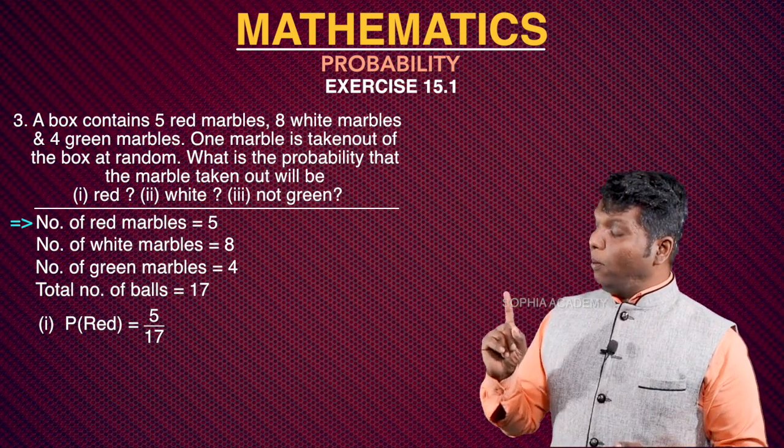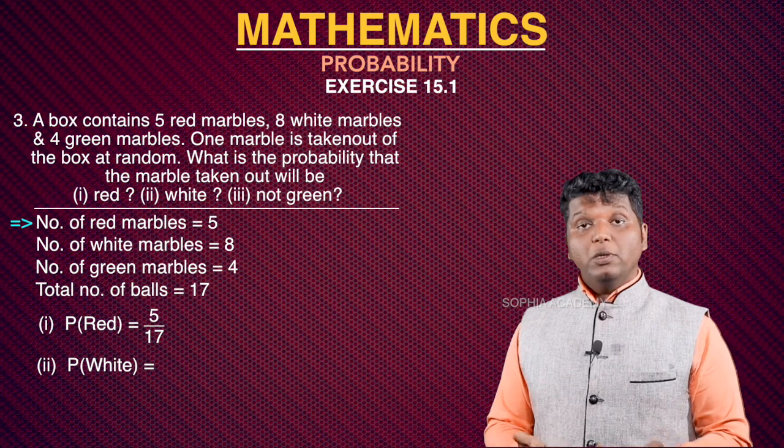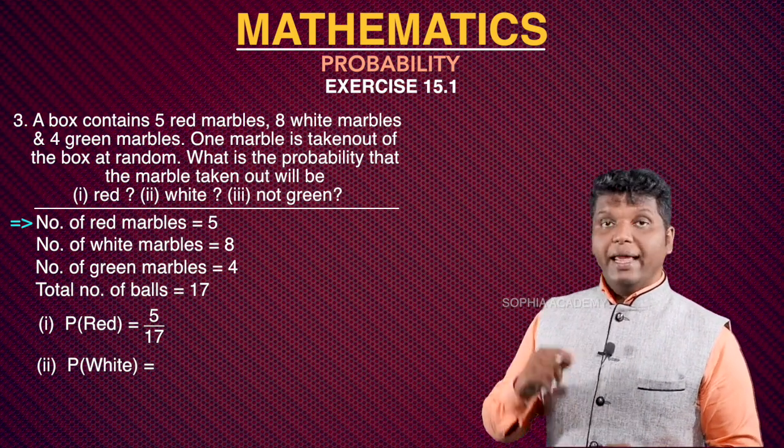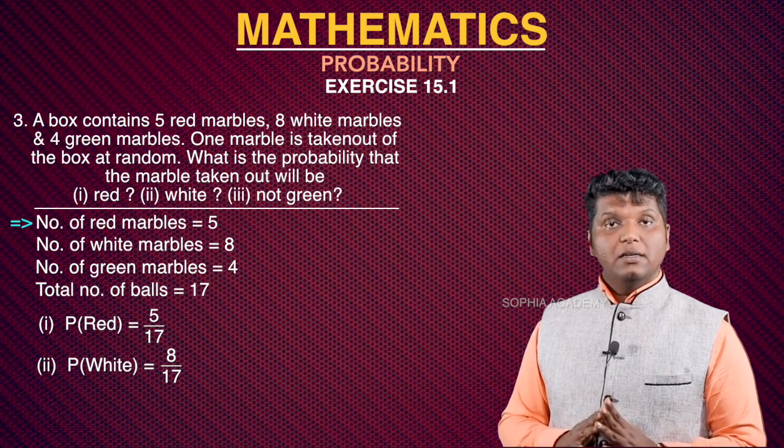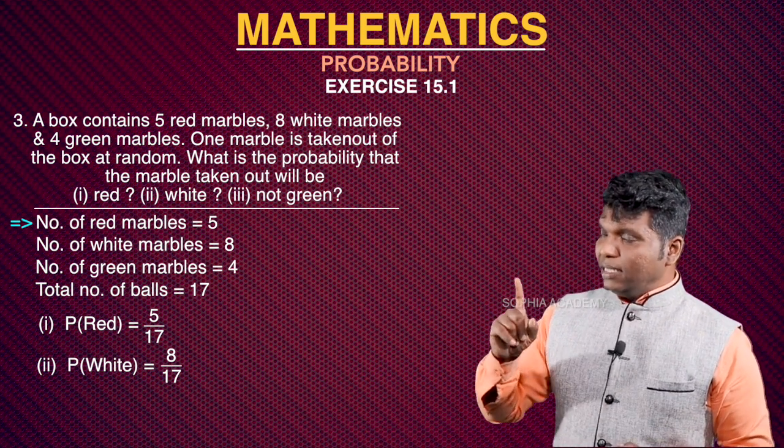Another one, the probability of white. How many whites are there? There are 8 white marbles, so 8 by 17. That's it. 8 by 17 is the answer for the probability of white.